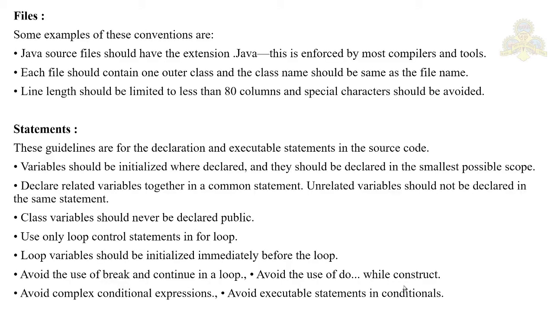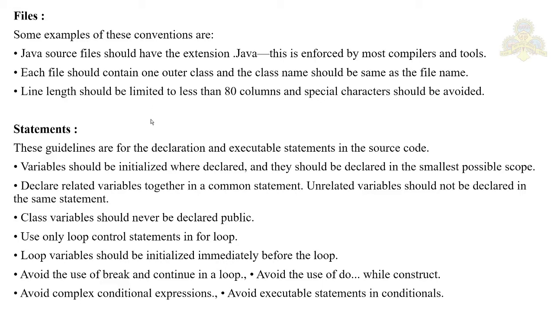Next, we will look into files. What are the coding standards for using files in Java? Your source files should have the extension .java. This is a known thing. Each file should contain one outer class, and the class name should be the same as the file name. Remember, otherwise the compiler will throw errors. The line length should be limited to less than 80 columns and special characters should be avoided while naming your files.